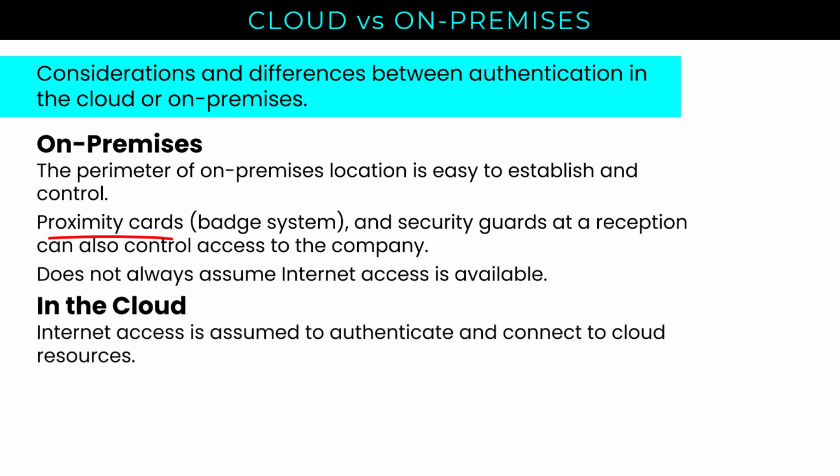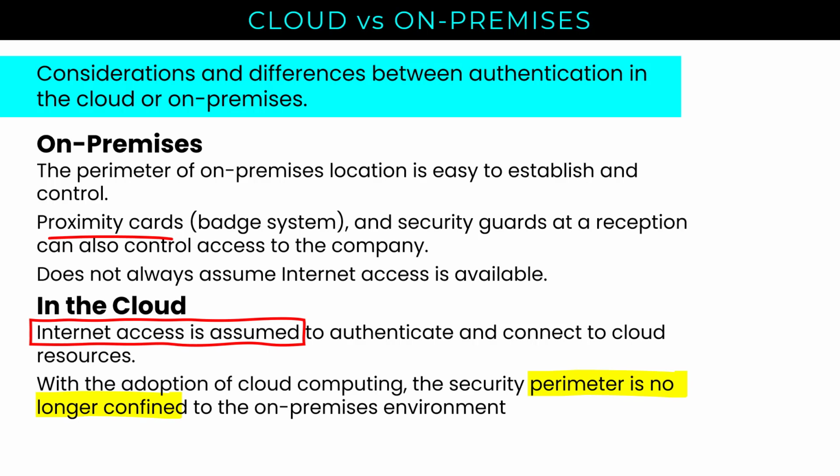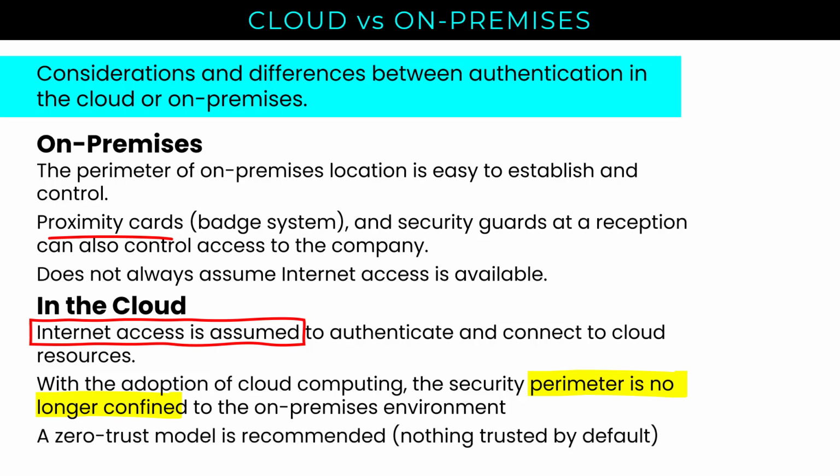Now in the cloud, internet access is generally speaking assumed in order to authenticate and connect to cloud resources. And with the adoption of cloud computing, the security perimeter is no longer confined to the on-premises environment. And in fact, the zero trust model is recommended and has risen to prominence in the age of cloud computing, where nothing is trusted by default. And we frequently hear the phrase identity is the new perimeter when it comes to zero trust. So we see the boundary shrinking from the physical network perimeter down to identities, users, and devices.